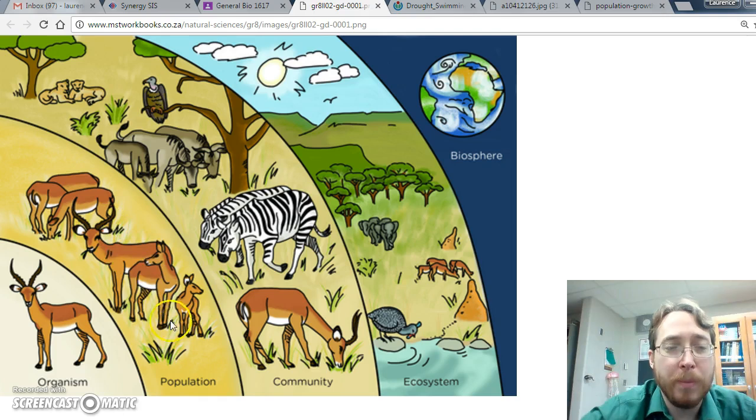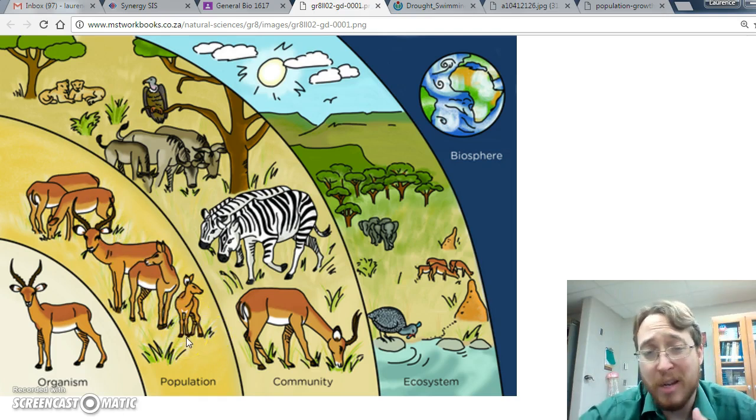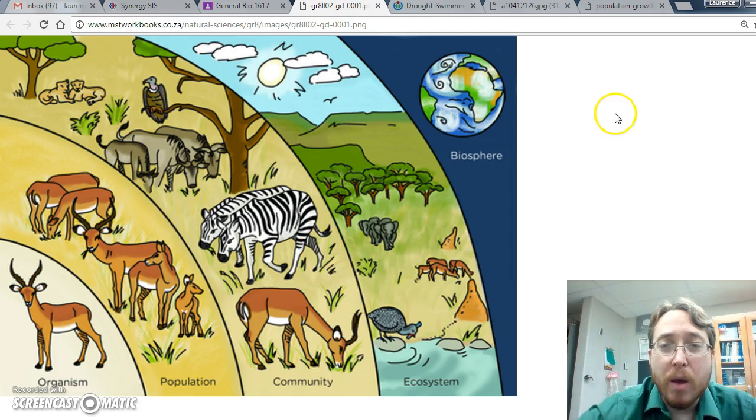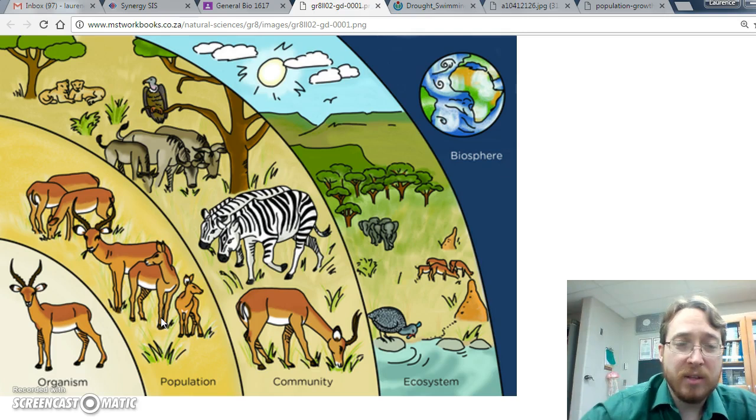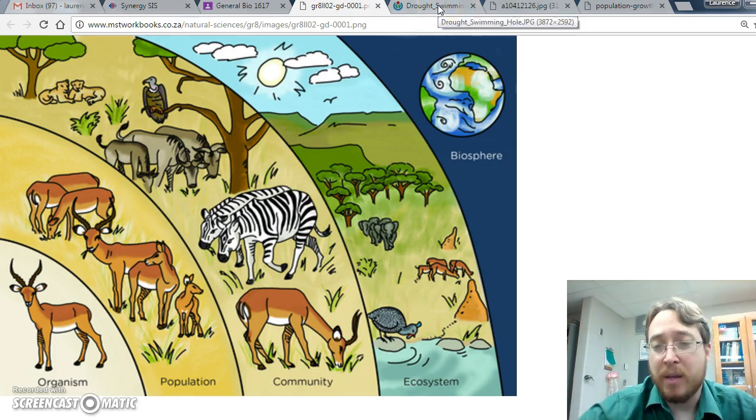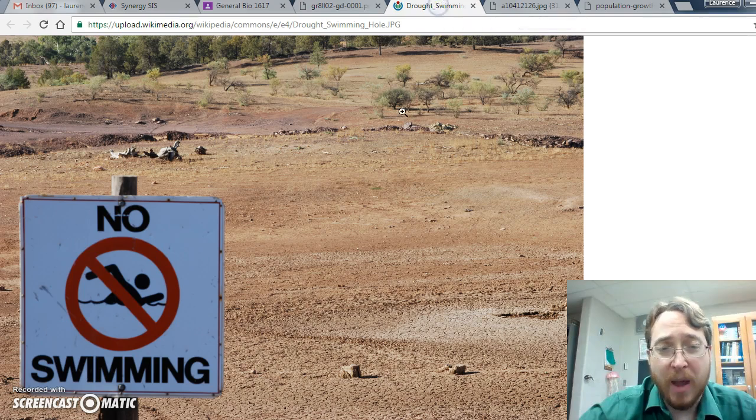The one we're going to spend the most time talking about is the population. A population is all the members of a specific species living in an ecosystem or a specific habitat or area. Now, that population can be affected by lots of things. One of the things they can be affected by is an idea called the limiting factor.